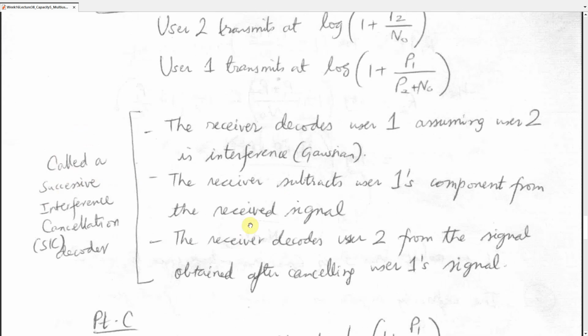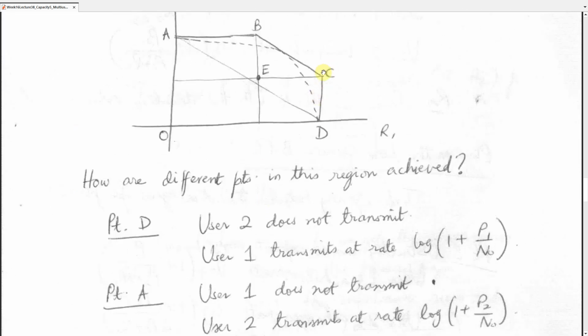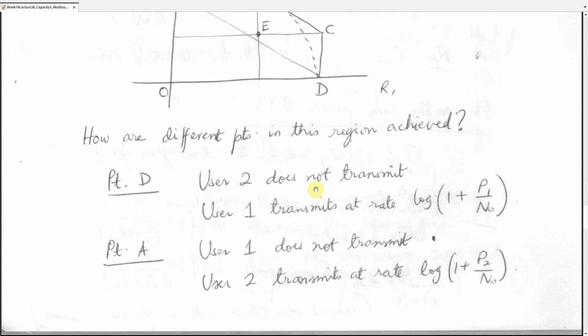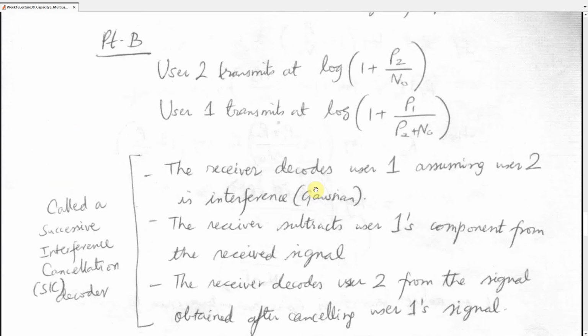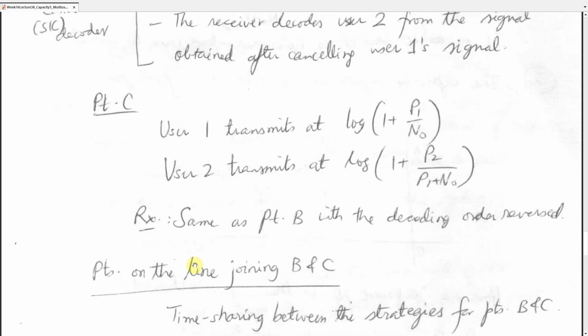Now we have another point C. This is the point C. This point C is opposite to the point B. In this case, user 1 transmits at log of 1 plus P1 over N0 and user 2 acts as an interference to this user 1, which is given by log of 1 plus P2 over P1 plus N0. So it is basically the same as point B with the decoding order reversed.